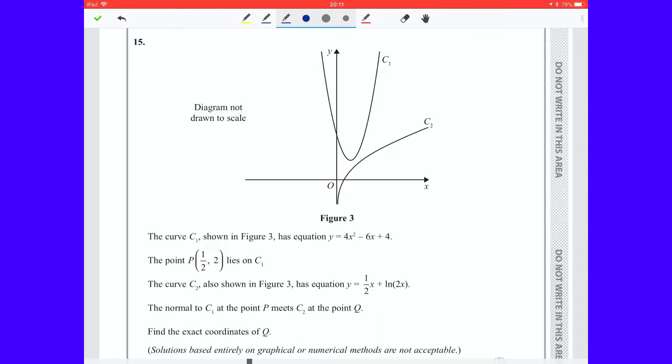Question 15. The curve C1 shown in figure 3 has equation y equals 4x squared minus 6x plus 4. The point P, (1/2, 2), lies on C1. The curve C2, also shown in figure 3, has equation y equals 1/2 x plus log 2x. The normal to C1 at the point P meets C2 at the point Q. Find the exact coordinates of Q.